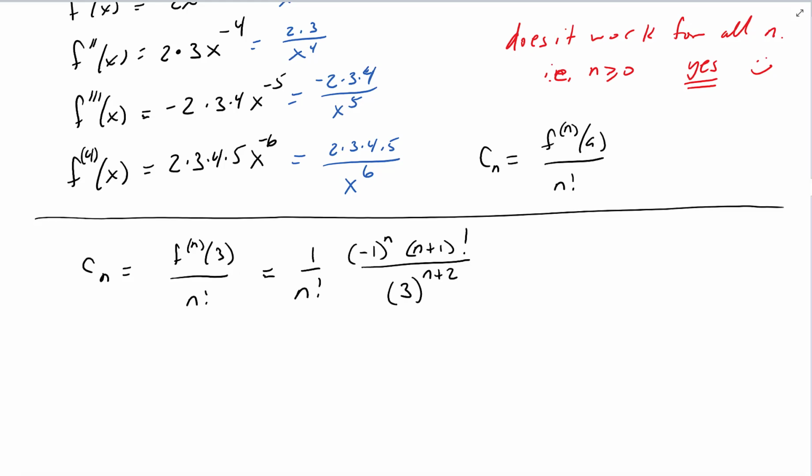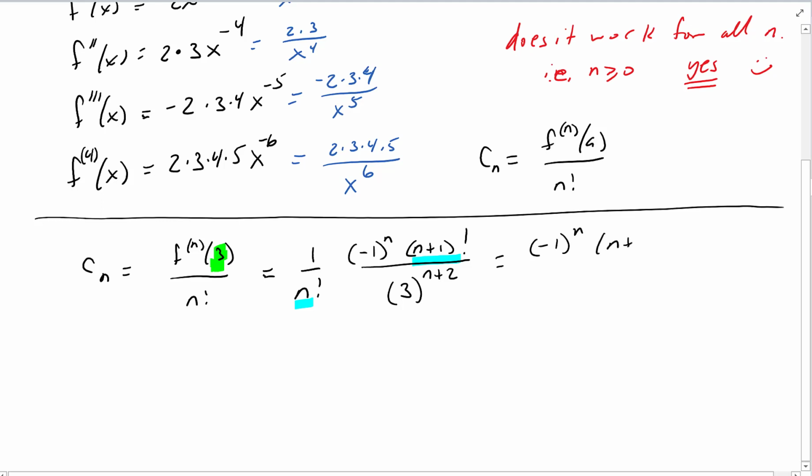So we're plugging in that number for our x. Now let's clean this up. We see that there is an n factorial and n plus 1 factorial. We've seen how these cancel in the previous section. So this is minus 1 to the n times n plus 1 over 3 to the n plus 2. So now we have the coefficient formula, we have c sub n.